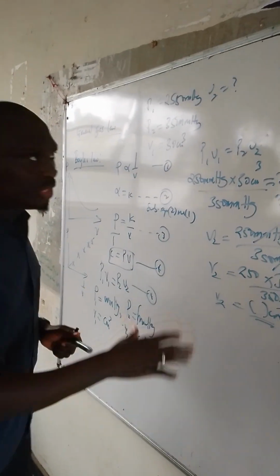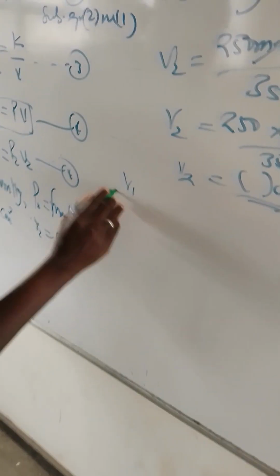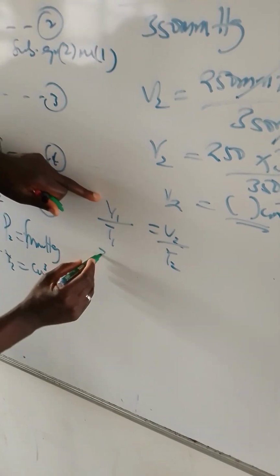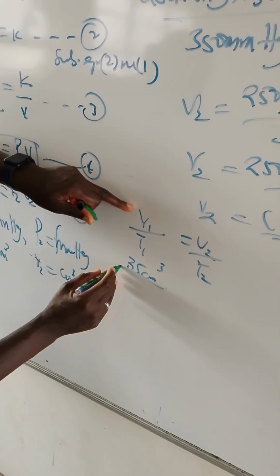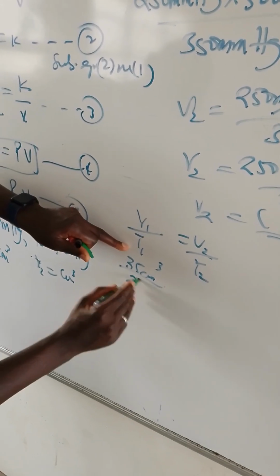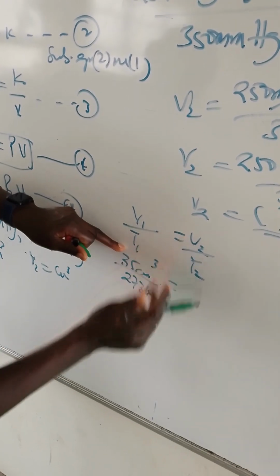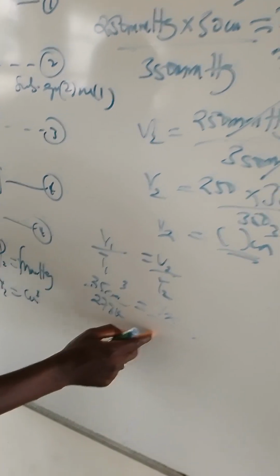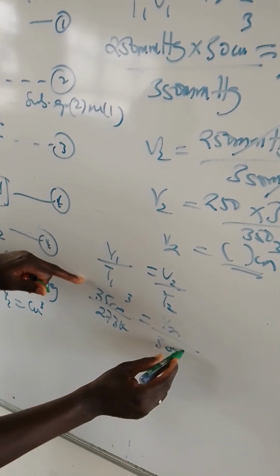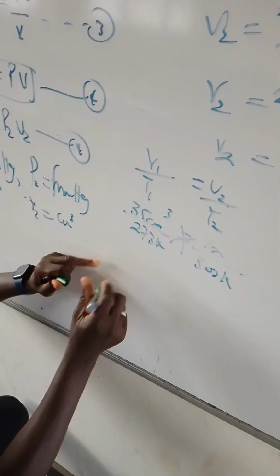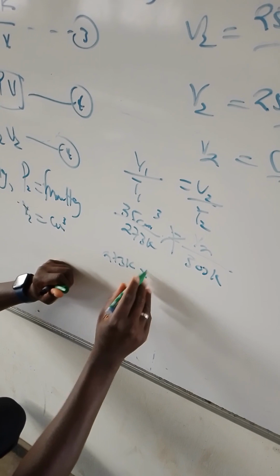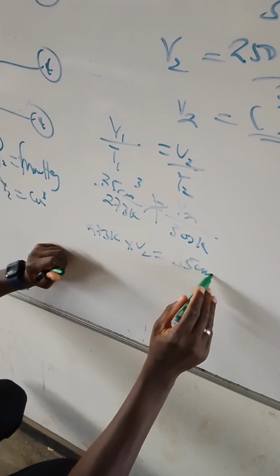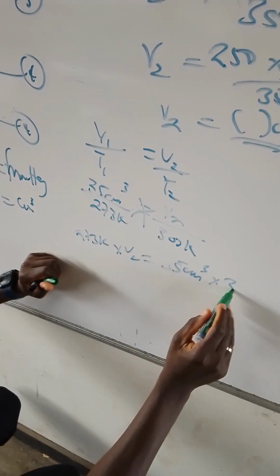And how do you do that? We have V1 over T1 equals V2 over T2 respectively. What is our V1? Our V1 equals 35 centimeter cube, and T1 equals 273 Kelvin, equals V2, which is our unknown, divided by 300, and the 300 is 300 Kelvin. You cross multiply. 273 Kelvin times V2 equals 35 cm³ times 300 Kelvin.